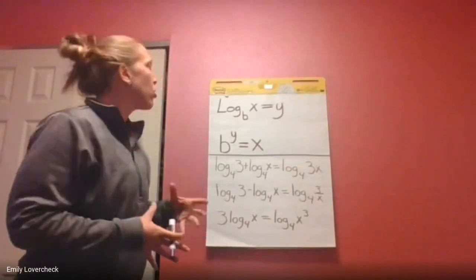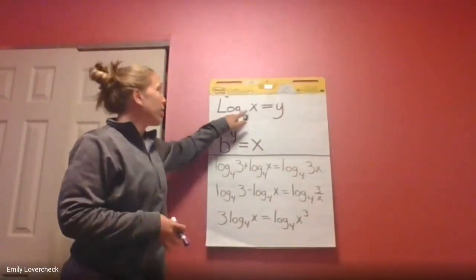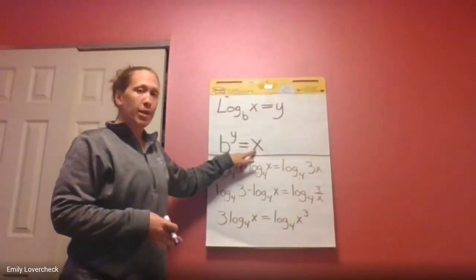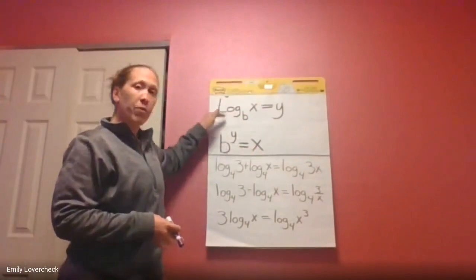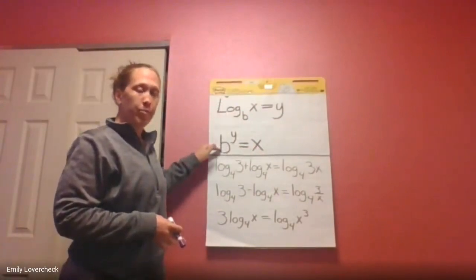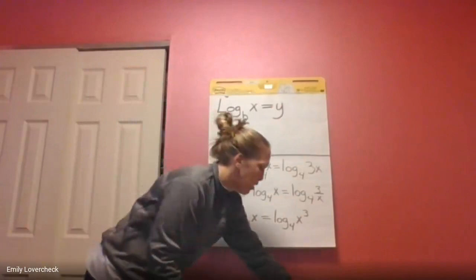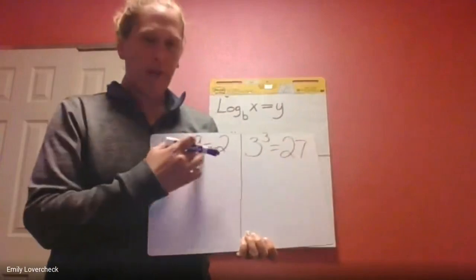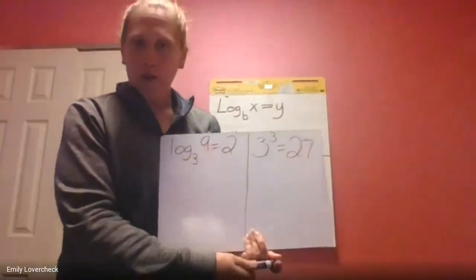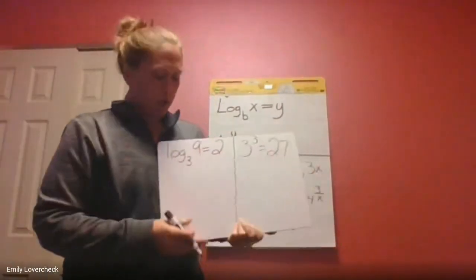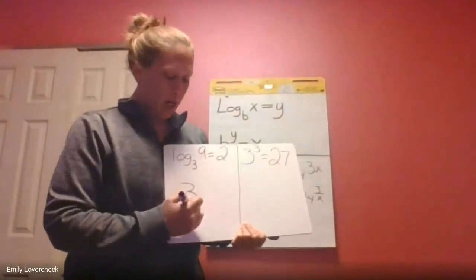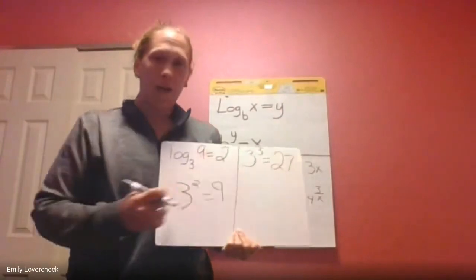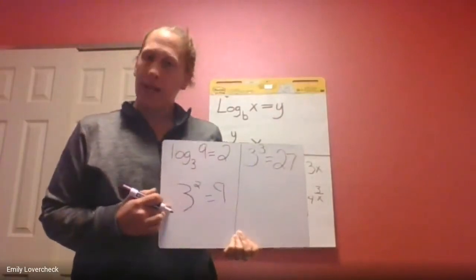Just to recall, log base b of x equals y, that's log form, and b to the y equals x is exponential form. So when you're going back and forth between the two, this is how you would do it. Okay? In doing that, just to review, if we have log base 3 of 9 equals 2, and I want to change that to exponential form, I would do 3 to the second equals 9. And that would be exponential form.